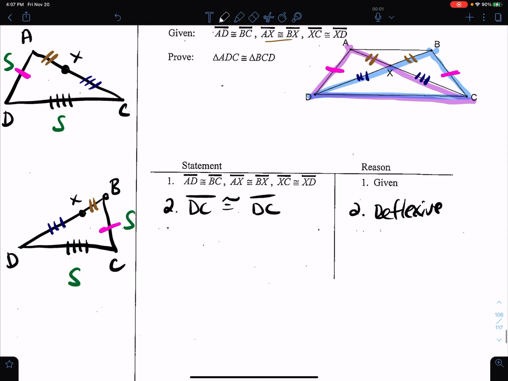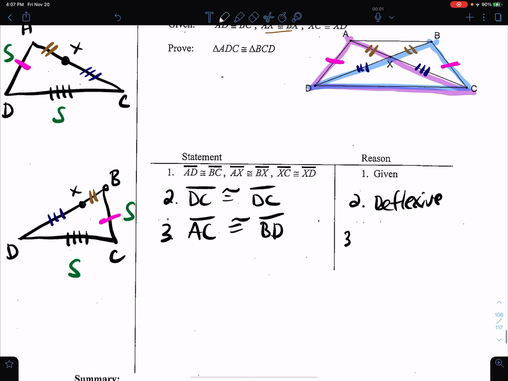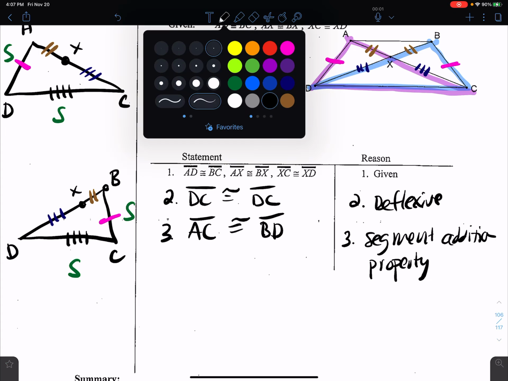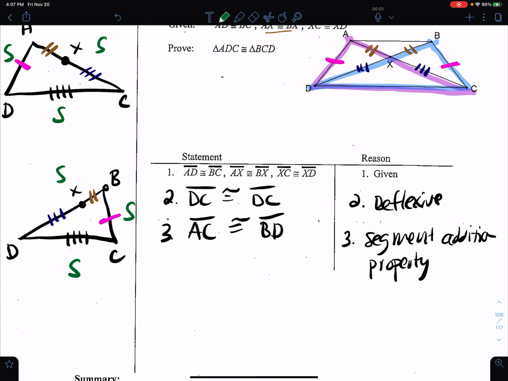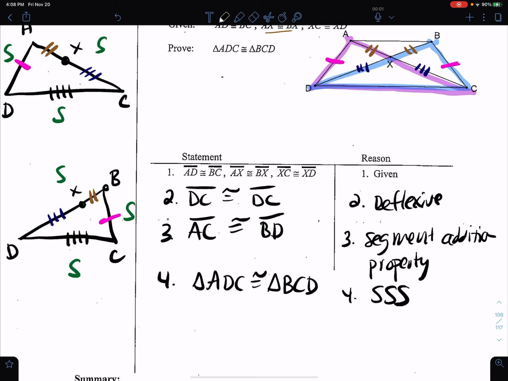So I know that AC is congruent to BD, right? Because the 2 tick marks plus 3 tick marks should be the same as 2 tick marks plus 3 tick marks. And that is our segment addition property. So then I'm able to show that all the sides of that triangle are congruent. So we can make our statement that triangle ADC is congruent to triangle BCD because we've shown that all 3 sides are congruent.